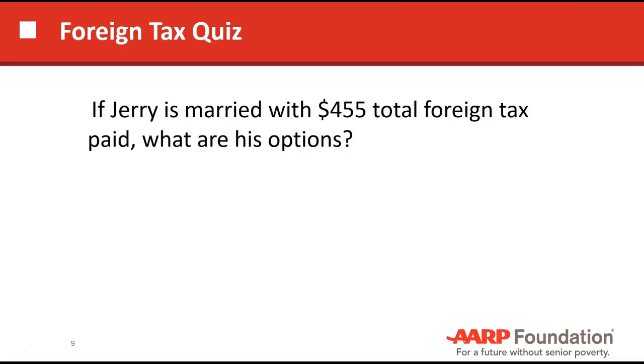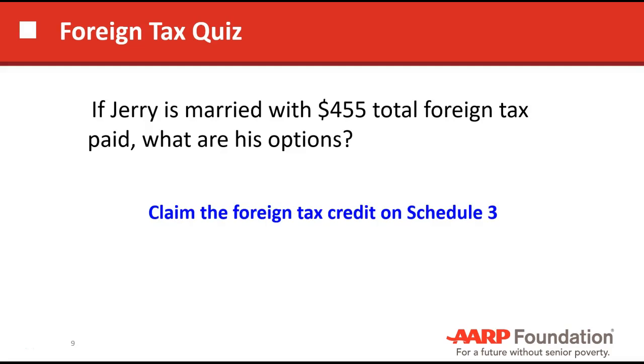What if Jerry's married? What are his options then? Well, the best option is to claim the foreign tax credit on Schedule 3. Now, there is another option which we never use. They can claim them as an itemized deduction on Schedule A.